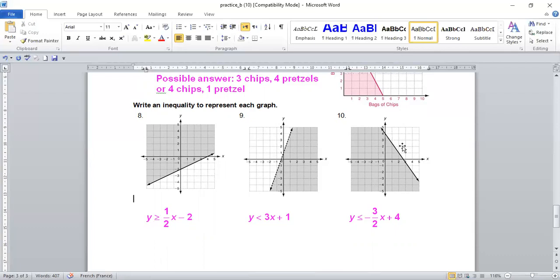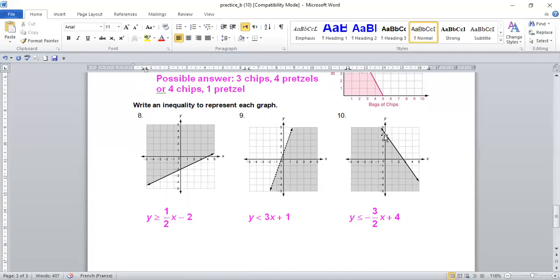Okay, now question number 10. Again, it starts with y. The upper part is not shaded, the below part is shaded, which means it's less than, and it's a solid line, which also means it is equal to. Once you have done that, check the y-intercept. The y-intercept is 4. So the y-intercept is going to be 4.